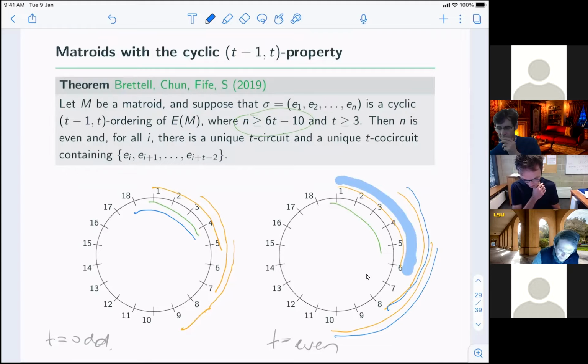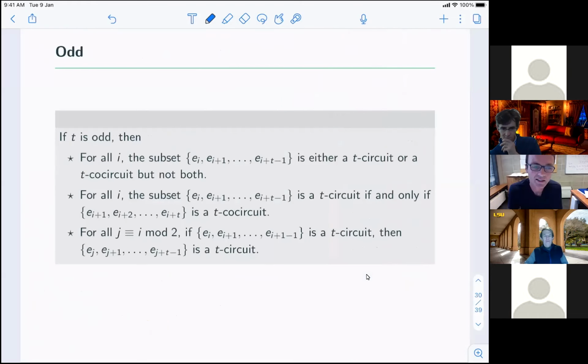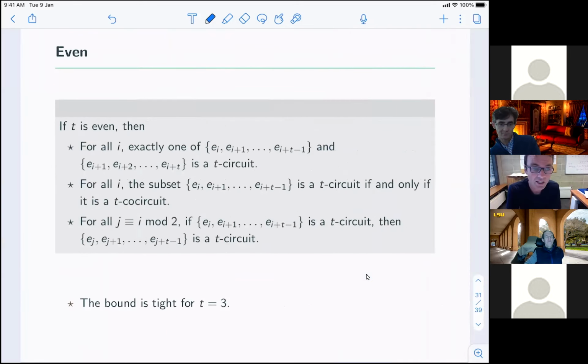So that's what that slide says. So you don't need to read that. That's what we've just been talking about. And that's what the second slide said for the even case, of how the circuits and the co-circuits work. They generalize like spikes and swirls for even, and wheels and whirls for odd. The bound is tight for T equals 3. All right. But what about tighter bounds for other values of T?